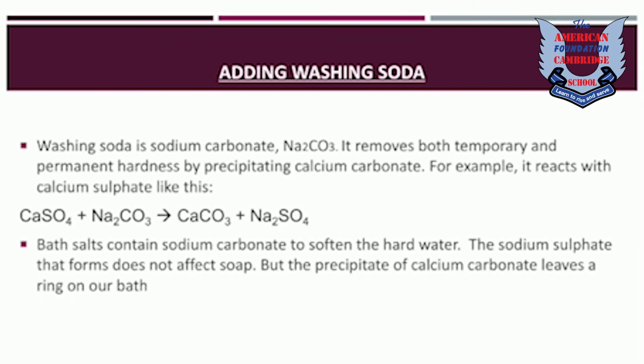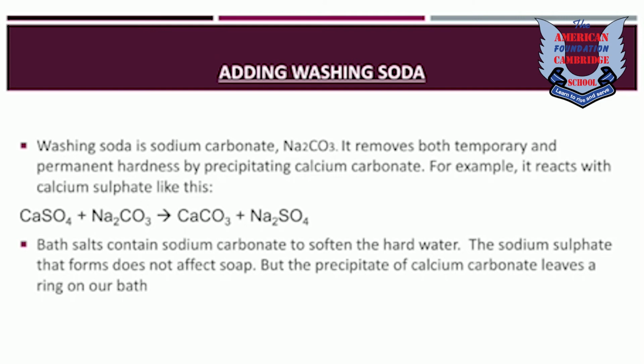The third process is called adding washing soda. Washing soda is sodium carbonate, Na2CO3. It removes both temporary and permanent hardness by precipitating calcium carbonate. For example, it reacts with calcium sulfate like this. So in this process we will just add washing soda, that is sodium carbonate, into our hard water. Our hard water already contains calcium sulfate or magnesium sulfate, so calcium or magnesium salts are present.